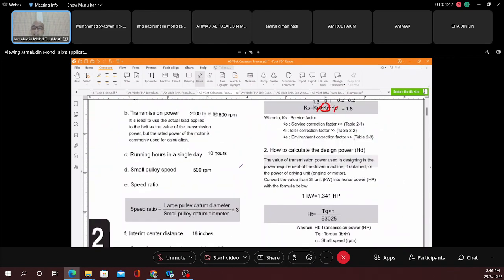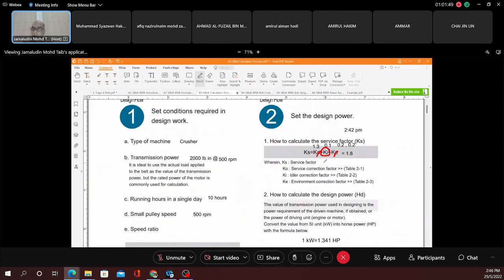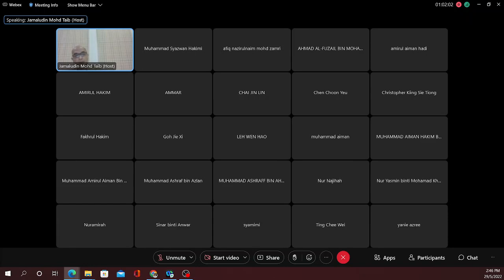All right. I think the answer you need here is the KI. Other than that, you just pick the value based on your information. All right. Any question so far on the KS, the service factor? All right. Yeah, proceed.